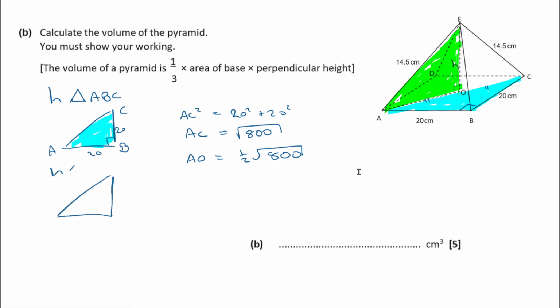So in triangle AOE, there's the right angle. We know that AE is 14.5, and we know AO is what we just found. It's half of root 800, isn't it? And we want to find H, which is that OE side there. So again, using Pythagoras' theorem, but I want to find the shorter side this time.